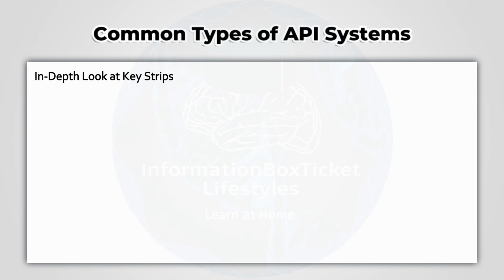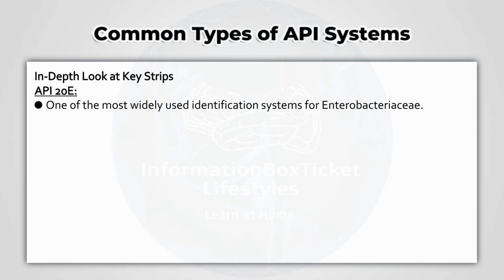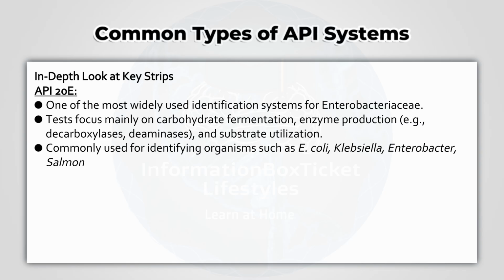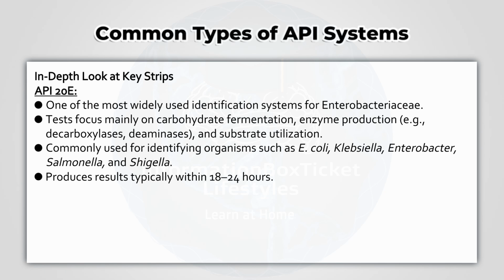In-depth look at key strips. API 20E, one of the most widely used identification systems for Enterobacteriaceae. Tests focus mainly on carbohydrate fermentation, enzyme production, e.g., decarboxylases, deaminases, and substrate utilization, commonly used for identifying organisms such as E. coli, Klebsiella, Enterobacter, Salmonella, and Shigella. Produces results typically within 18 to 24 hours.